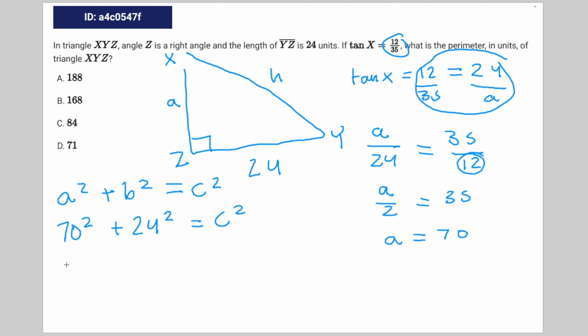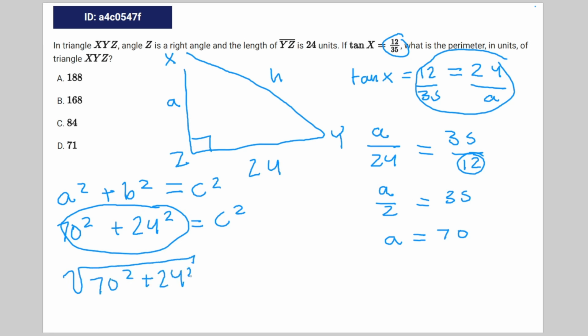And taking the square root of this in your calculator, it's going to be the square root of 70 squared plus 24 squared is equal to c. That is going to be equal to 168. So B is the correct answer.